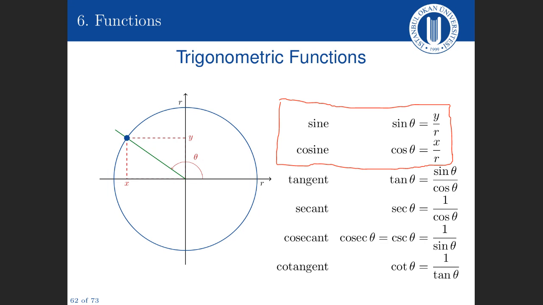After we have sine and cosine, we can define the other 4 functions. Tangent function, tan of theta means sine divided by cos. Secant function means 1 divided by cos. We can remember this because we have c and c.